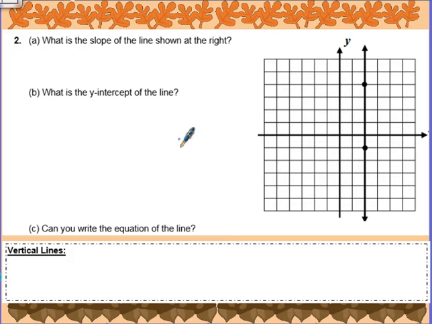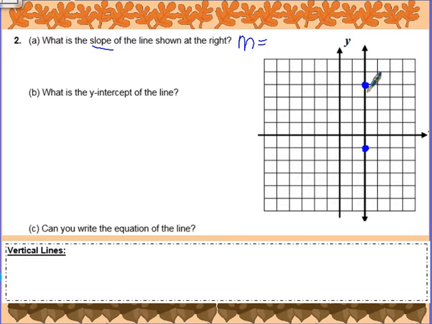So this line is vertical. Let's do the same thing we did before, and let's try to find the slope, our m value. Remember, we can pick any 2 points we want. So let's pick this one and this one, which are already marked, and let's see how much we rise and how much we run.